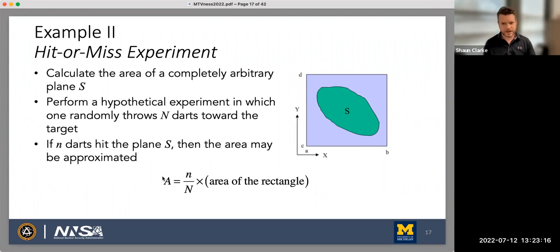If you were to have this sort of scaled map of this area S, you could physically throw darts or drop things on it and count the number that would land inside, but that is not very elegant. So what we want to do is compute this using Monte Carlo.